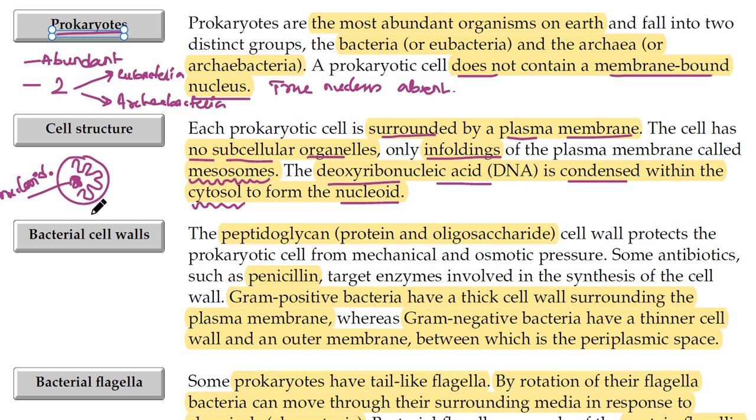Now coming to the cell wall of prokaryotes, it is made up of peptidoglycan. The composition of peptidoglycan is protein and oligosaccharide. The cell wall helps in protecting prokaryotic cells from mechanical and osmotic pressure and from the antibiotic penicillin. We have already heard about penicillin.